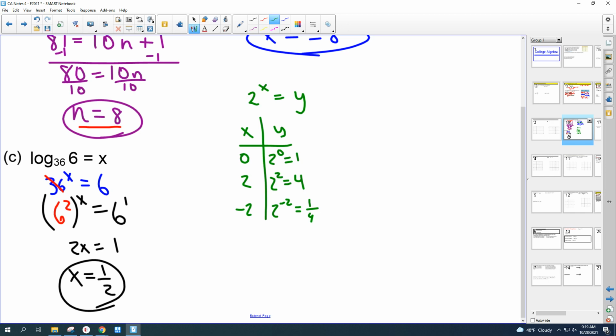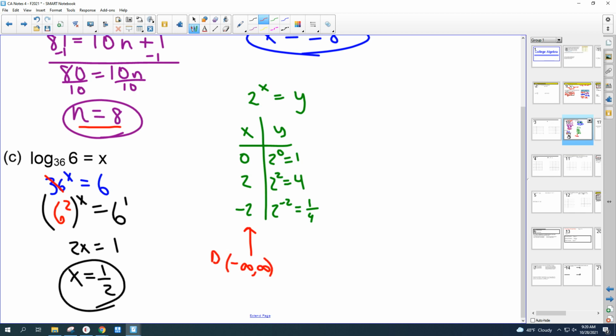But I want to talk about domain and range real quick. Domain is the x numbers or potential x numbers. Basically, what numbers could I possibly plug into my table? And in this case, I can plug in 0, I can plug in 2, I can plug in negative 2, I can plug in anything I want. And so the domain for this problem was all real numbers.